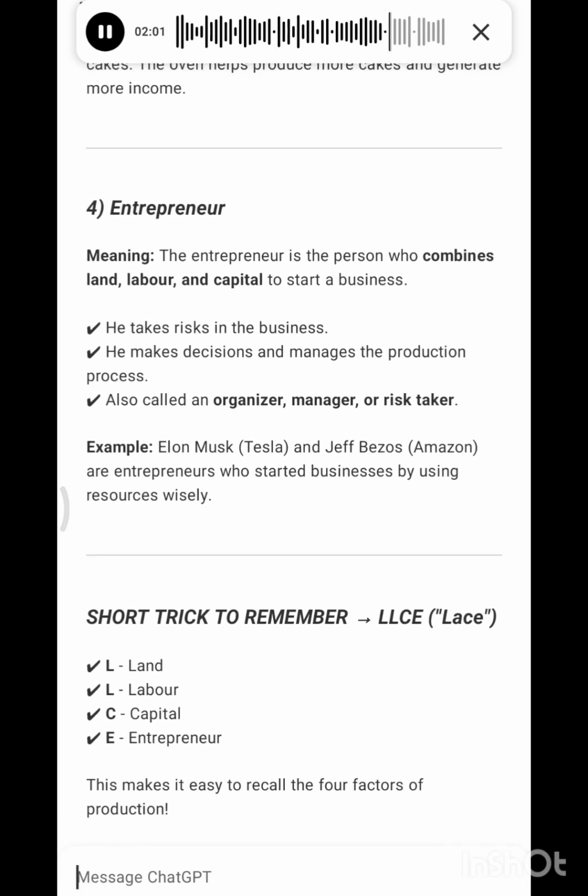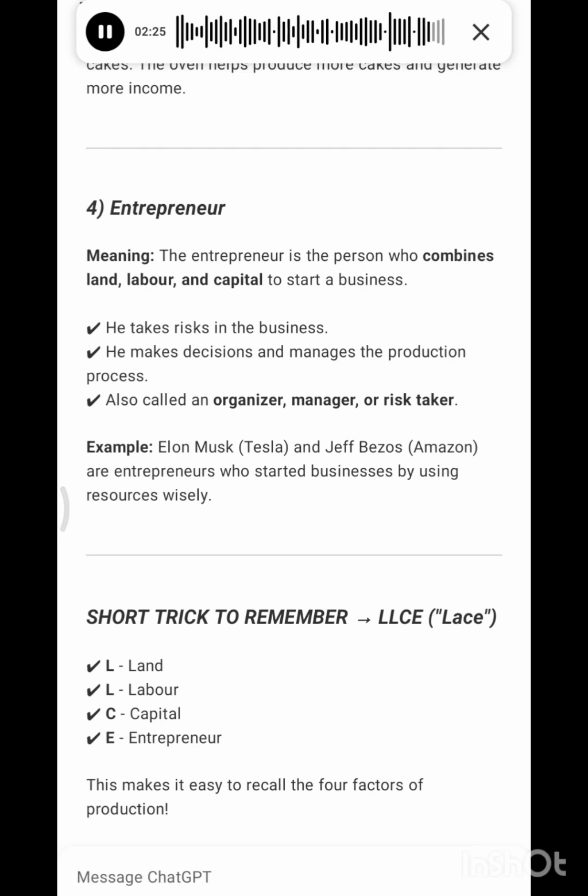4. Entrepreneur. Meaning, the entrepreneur is the person who combines land, labor, and capital to start a business. He takes risks in the business. He makes decisions and manages the production process. Also called an organizer, manager, or risk taker. Example: Elon Musk, Tesla, and Jeff Bezos, Amazon, are entrepreneurs who started businesses by using resources wisely.